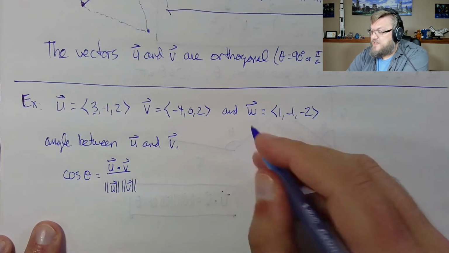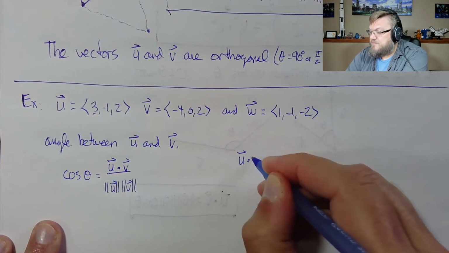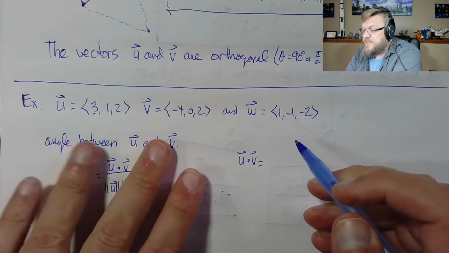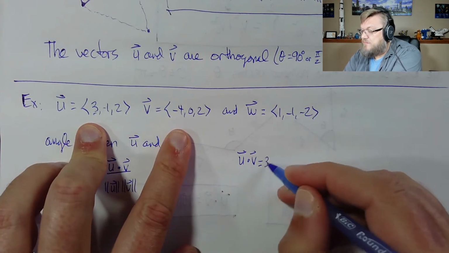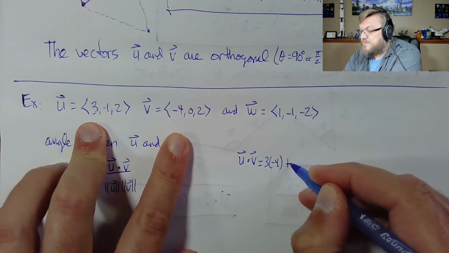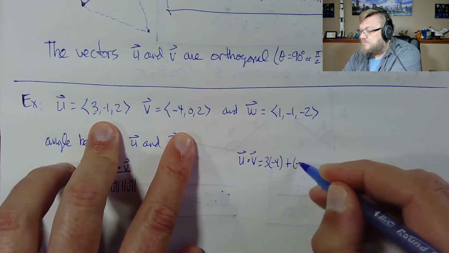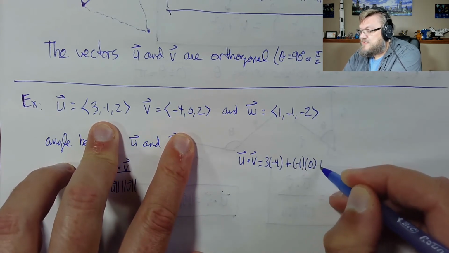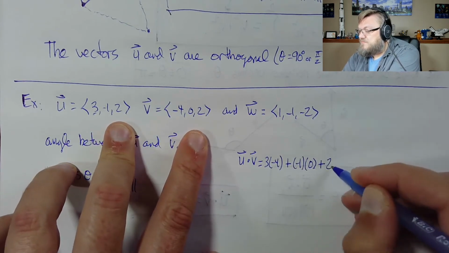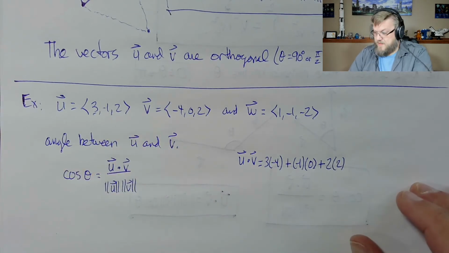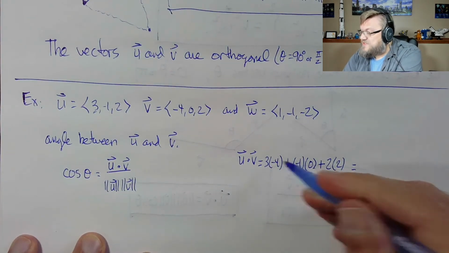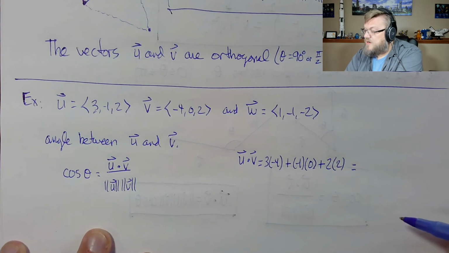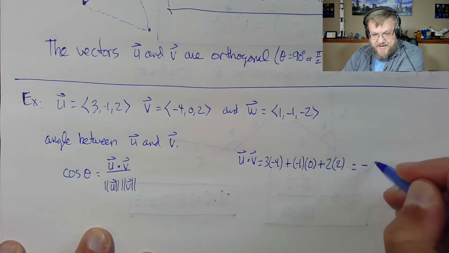So let's go to the side here, and I'm going to calculate u dot v. U dot v is going to be 3 times negative 4 plus negative 1 times 0 plus 2 times 2. The result of that gets me negative 12 plus 0 plus 4. So negative 12 plus 4 is negative 8.